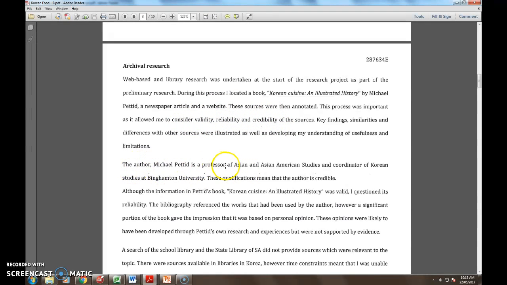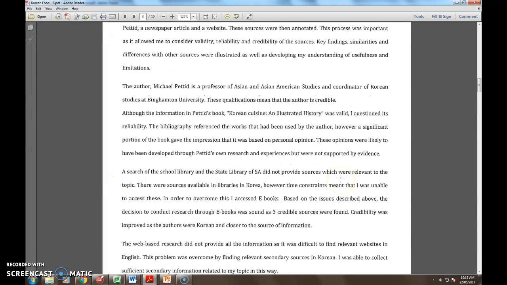The author is a professor of Asian American Studies and coordinator of Korean Studies. So these qualifications mean that the author is credible. Again, so checking that you are using high quality sources and that you know the difference between what is a high quality source and what isn't. Although the information was valid, I questioned its reliability.